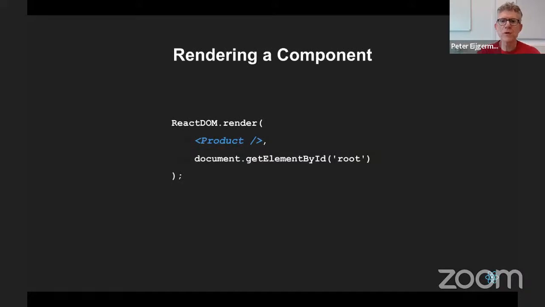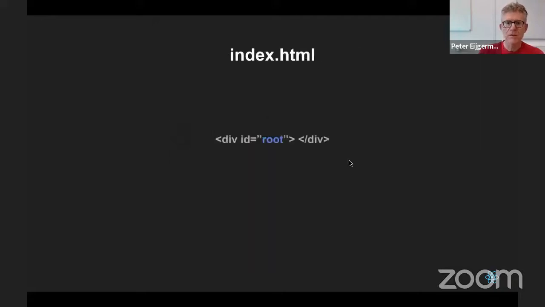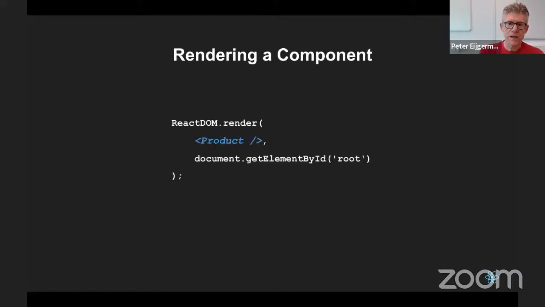How do we render a component in React? We can use ReactDOM.render. This method has two arguments: the entry component, which is the product component, and an HTML root element. It can be here in index.html. So this product component will be placed there.